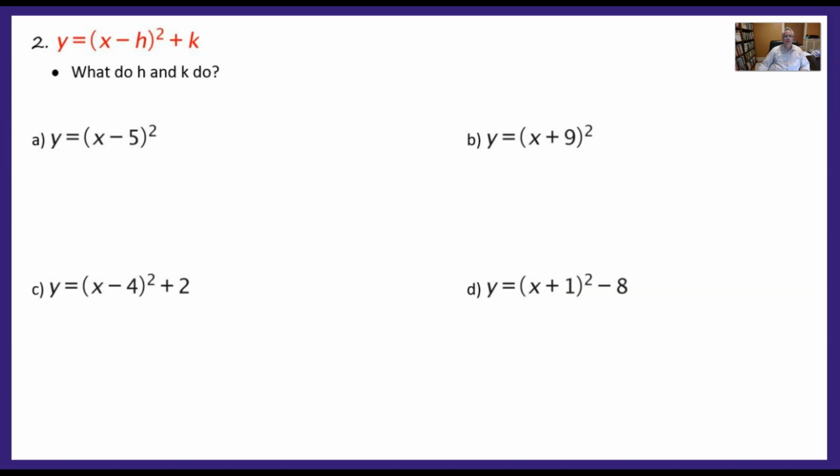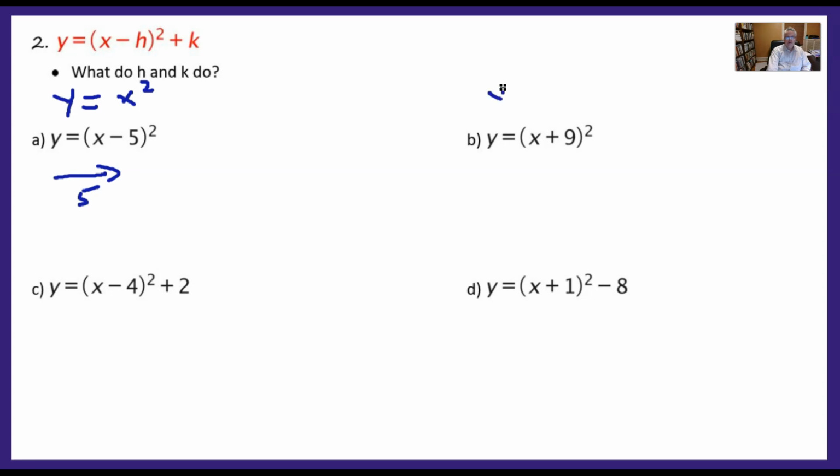So now we want to talk about shifts. Our original function was y equals x squared. And what we've done is we replaced x with x minus 5. So anytime you replace x with x minus a number in a function, it shifts it to the right by 5. So this would be a horizontal shift to the right by 5.